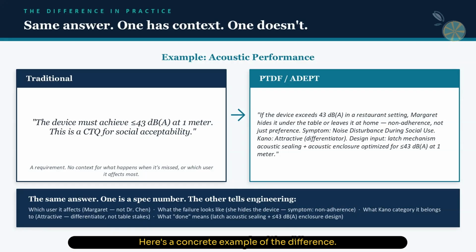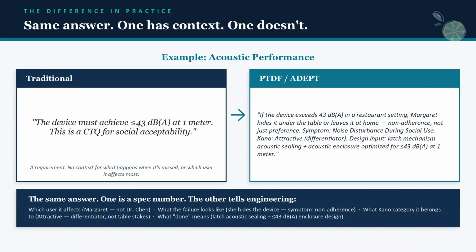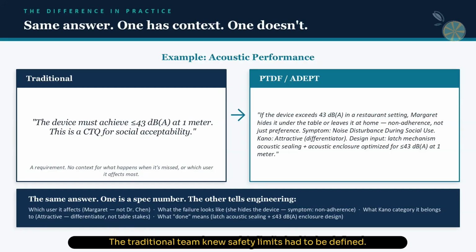Here's a concrete example of the difference. Both methods address the same underlying concern, safety thresholds. The traditional team knew safety limits had to be defined. That's real work. Pierce the Design Fog asked what happens when a user interacts with those safety controls in the field and got a different answer. One is a requirement. The other is a failure mode with a user behavior, a consequence, a severity rating, and a design input engineering can act on.